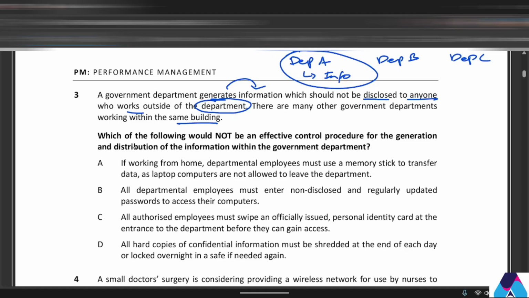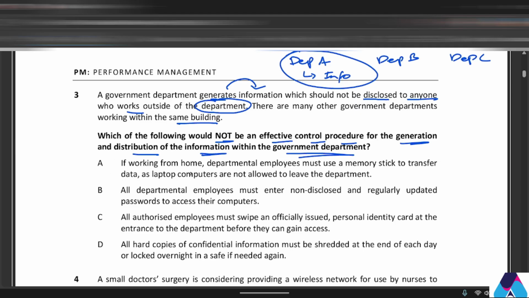Anyways, now it says which of the following would not be an effective control procedure for the generation and distribution of the information within the government department. All right, so let's read the options one by one. Let's read the first one.